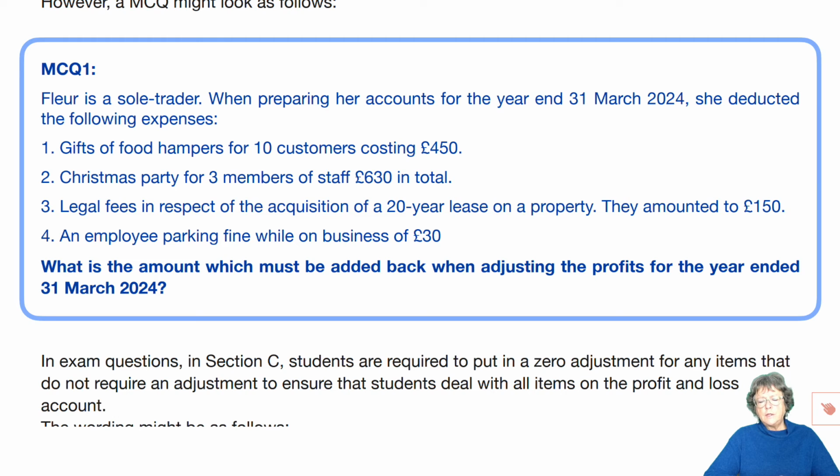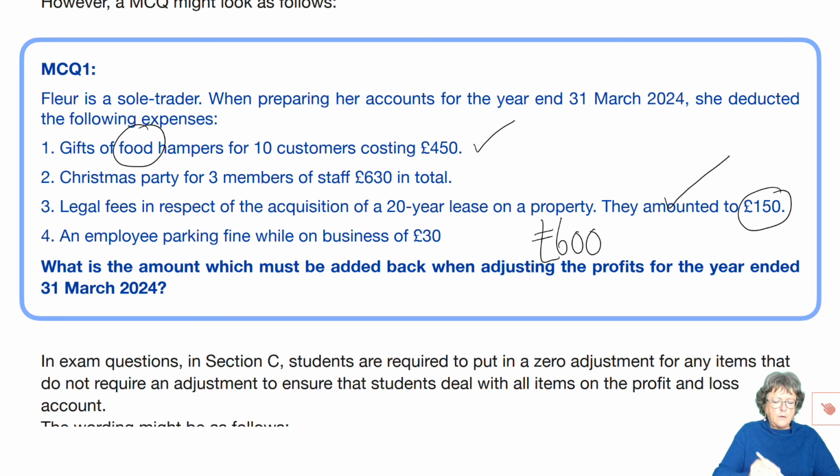So I'm just going to give you a minute just to think about that. What do you think of those 4 she would need to add back? What do you reckon? Okay, well, she's definitely going to have to add the food back, isn't she? Party, entertaining employees is fine. Legal fees, that's capital in nature, so that will have to be added back, and that one doesn't need to be. So the answer would be 600.